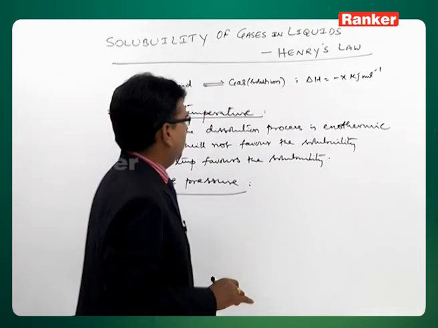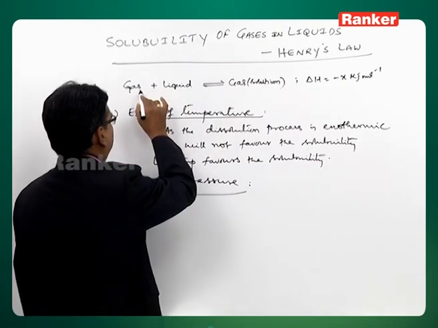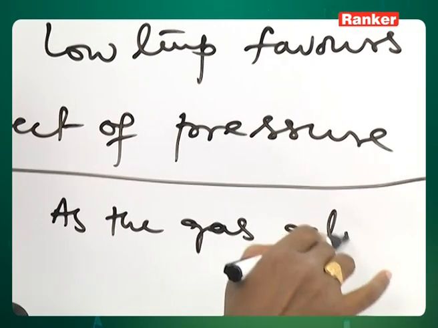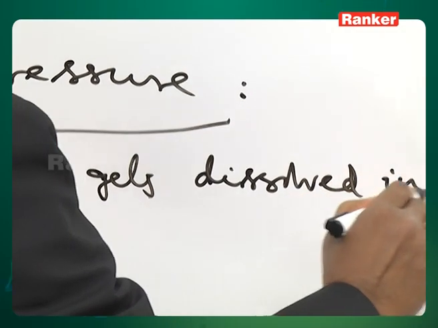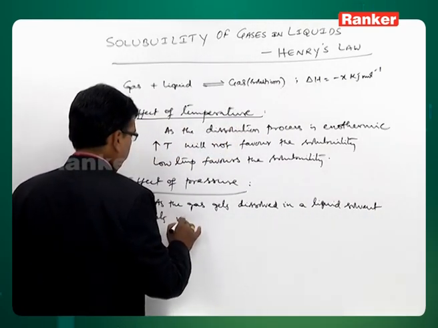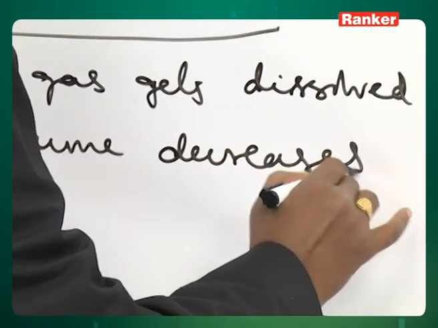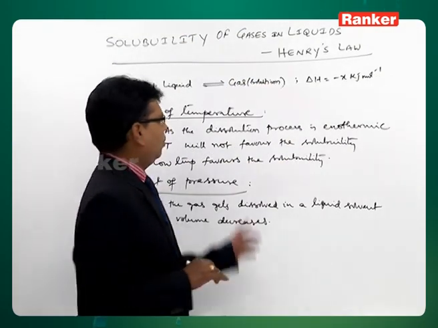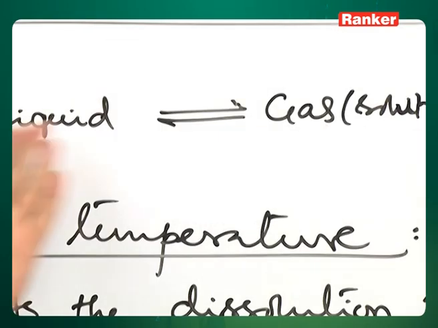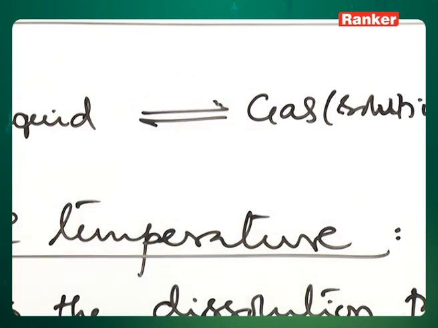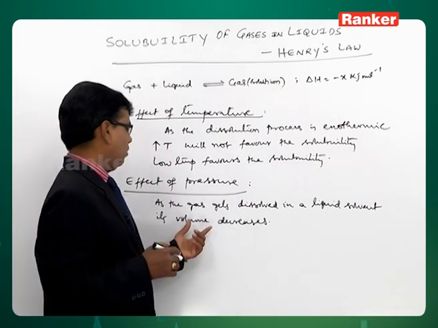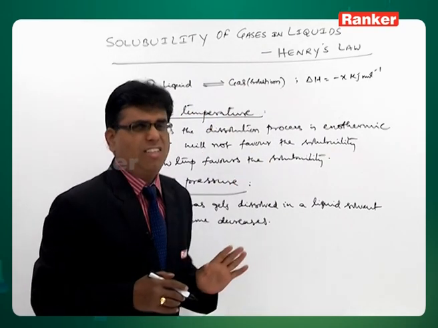When it comes to the effect of pressure, as you can see over here, this is gas. As the gas gets dissolved in a liquid solvent, its volume decreases. So, the other way around, what you can understand is the number of moles of gas. Here you have the pure gas, but here this is gas in solution. So the number of moles of gas is decreasing or the volume is decreasing, and at constant pressure N is proportional to V, right. So volume is getting decreased or the number of moles of gas is decreasing.